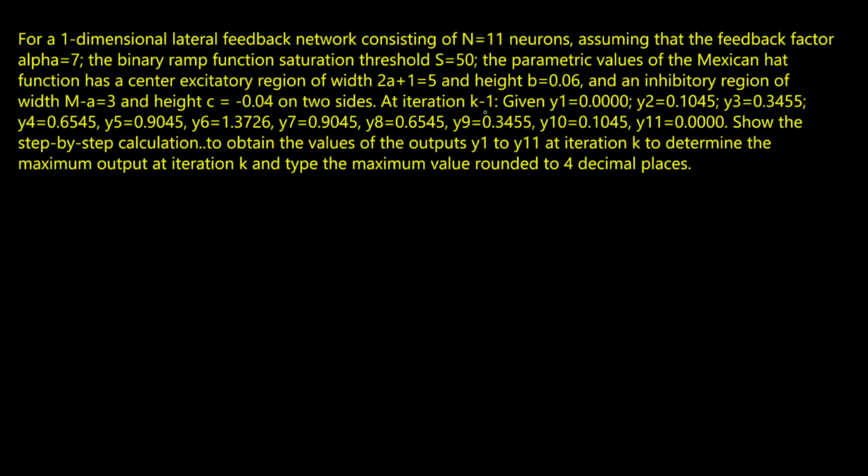At iteration k minus 1, given y1 is equal to 0.0000 and all these values, show the step-by-step calculation to obtain the values of the output y1 to y11 at iteration k to determine the maximum output at iteration k and type the maximum rounded to 4 decimal places.